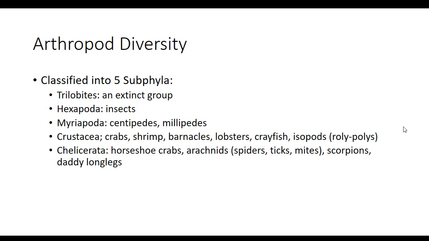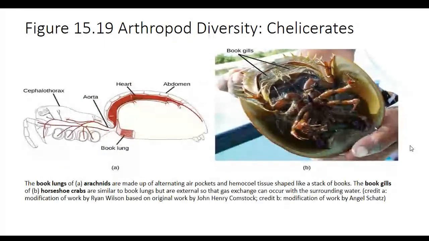The arachnids are spiders, ticks, mites, and actually scorpions should be within parentheses here. So scorpions are arachnids. Daddy longlegs are also arachnids, but they're not spiders. It's a separate group of arachnids. Okay, so that's the body form of a spider.